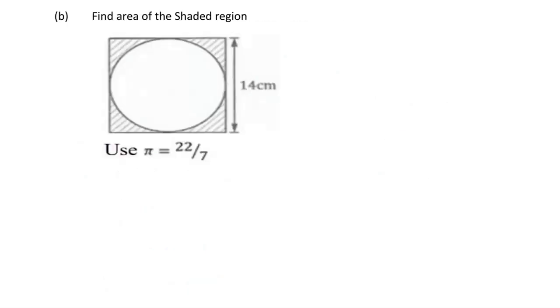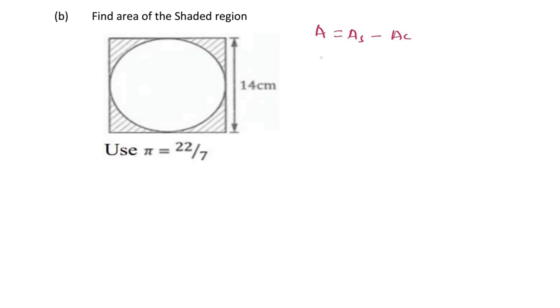For part B, we are supposed to find the area of the shaded region. So we've been given the figure there. We are supposed to use pi equals 22 over 7. Okay, so for this one, to find the area of a shaded region, we are going to take area of a square minus area of a circle.